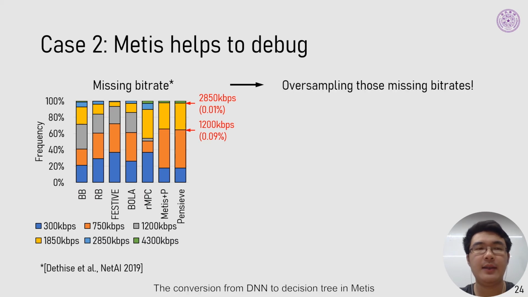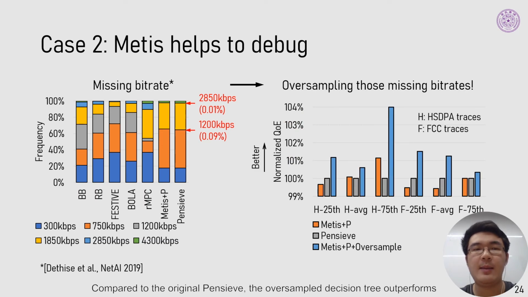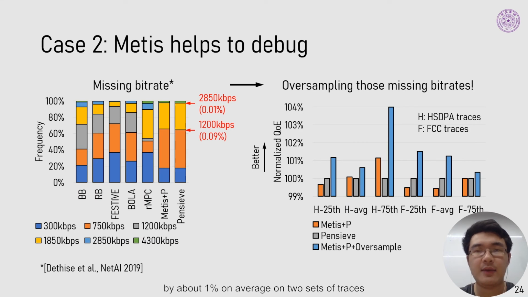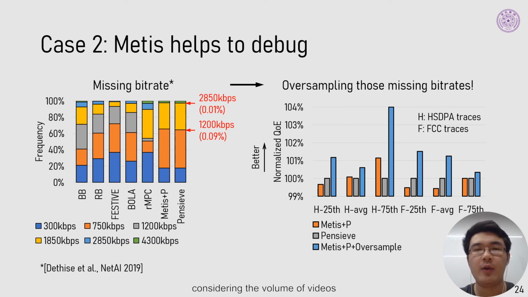The conversion from DNN to decision tree in Mattis exposes an interface for network operators to fix the problem. Since the dataset to train the decision tree is highly imbalanced, we oversample the missing bit rates during the conversion. Compared to the original Pensive, the oversampled decision tree outperforms by about 1% on average on two sets of traces. Note that even 1% improvement on QoE is significant to current internet video providers, considering the volume of videos.